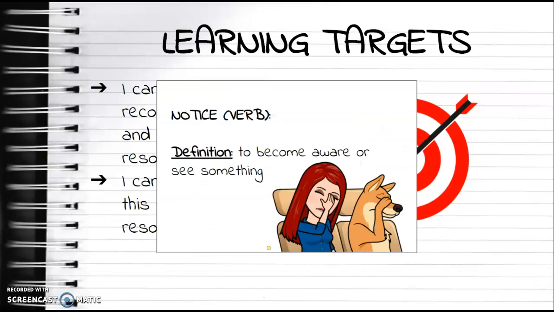Notice. So this is a vocab word. I have it underlined. We're going to have a word wall. So notice is a verb. It means to become aware or see something. So when you say, I notice, you're becoming aware of it or you're seeing it. It's something you can see. An example of this would be, I notice Miss Reed has red hair. That's something you can see. I notice it's cloudy outside today. That's something that you notice. You're seeing something.